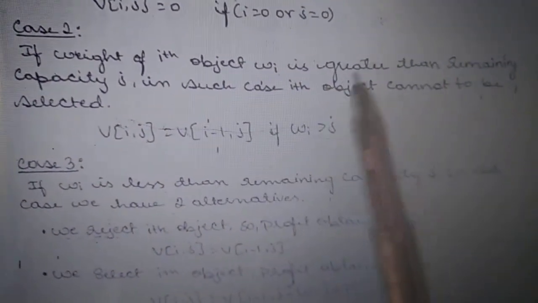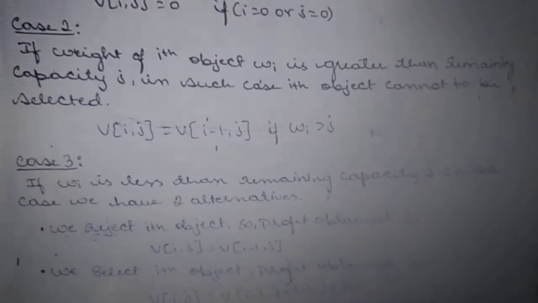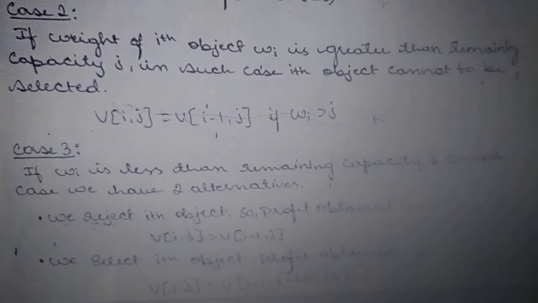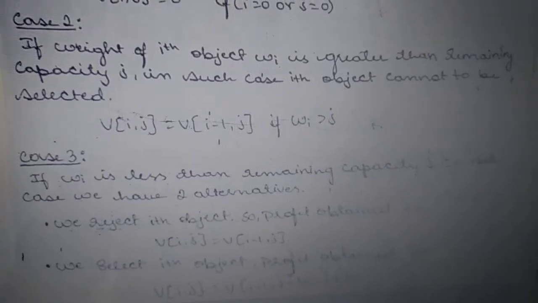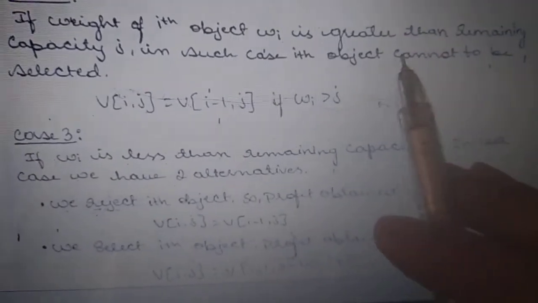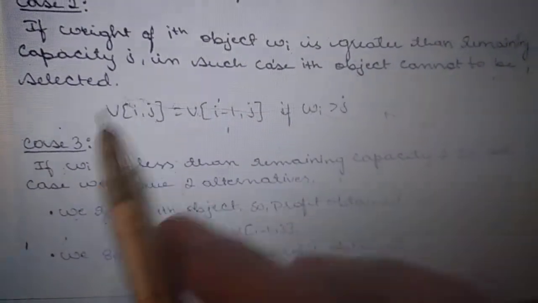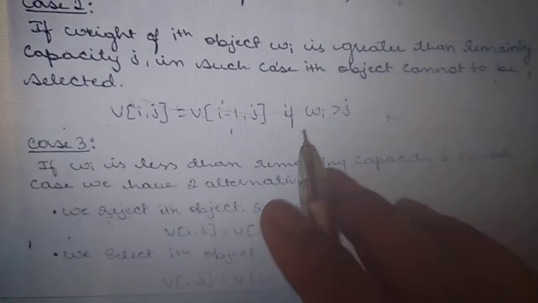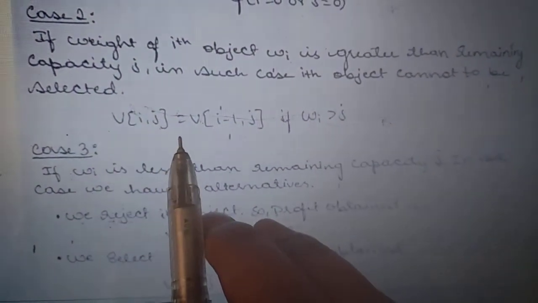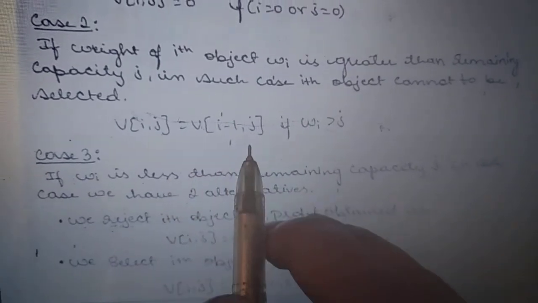If the weight of the ith object, wi, is greater than the remaining capacity. Here the weight is greater than the remaining capacity. Okay, we have a weight 10 but the remaining capacity of the knapsack is 5. In such a case, what you have to do is, the object cannot be selected. If wi is greater than j, then v of i comma j is equal to v of i minus 1 comma j.